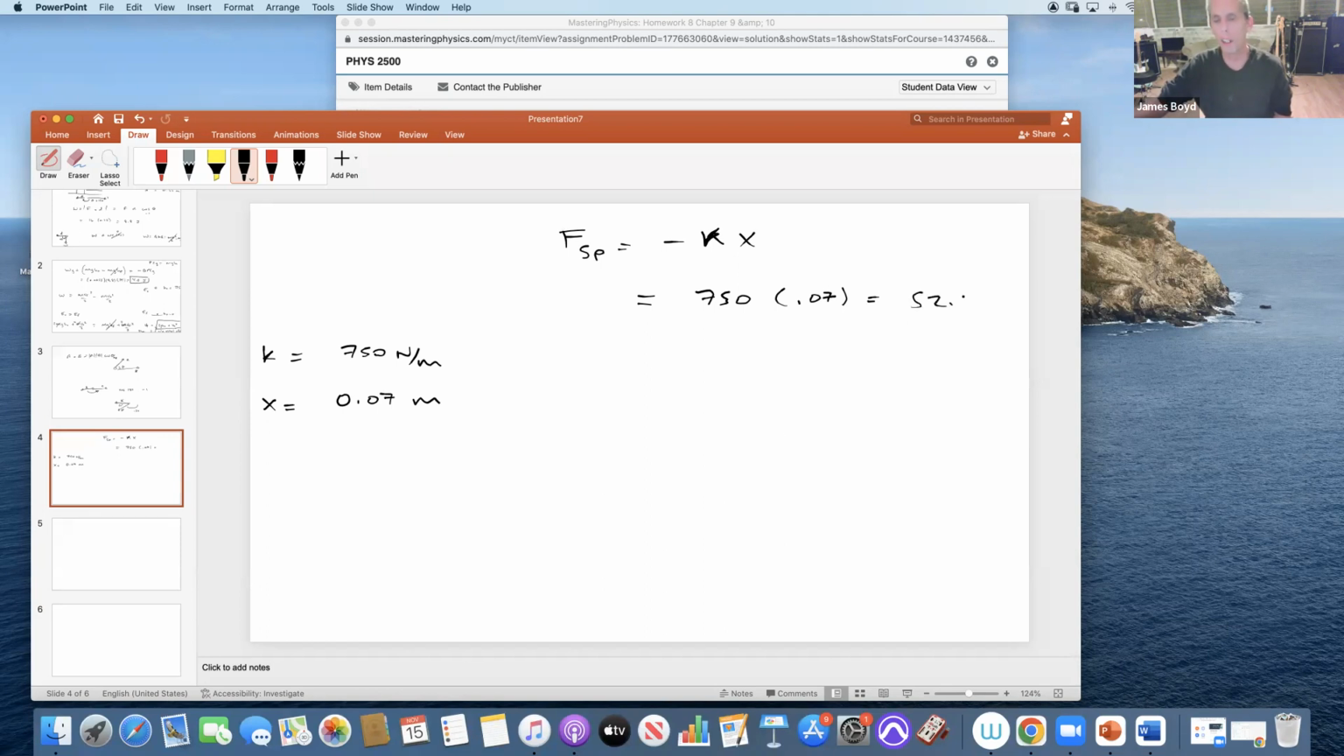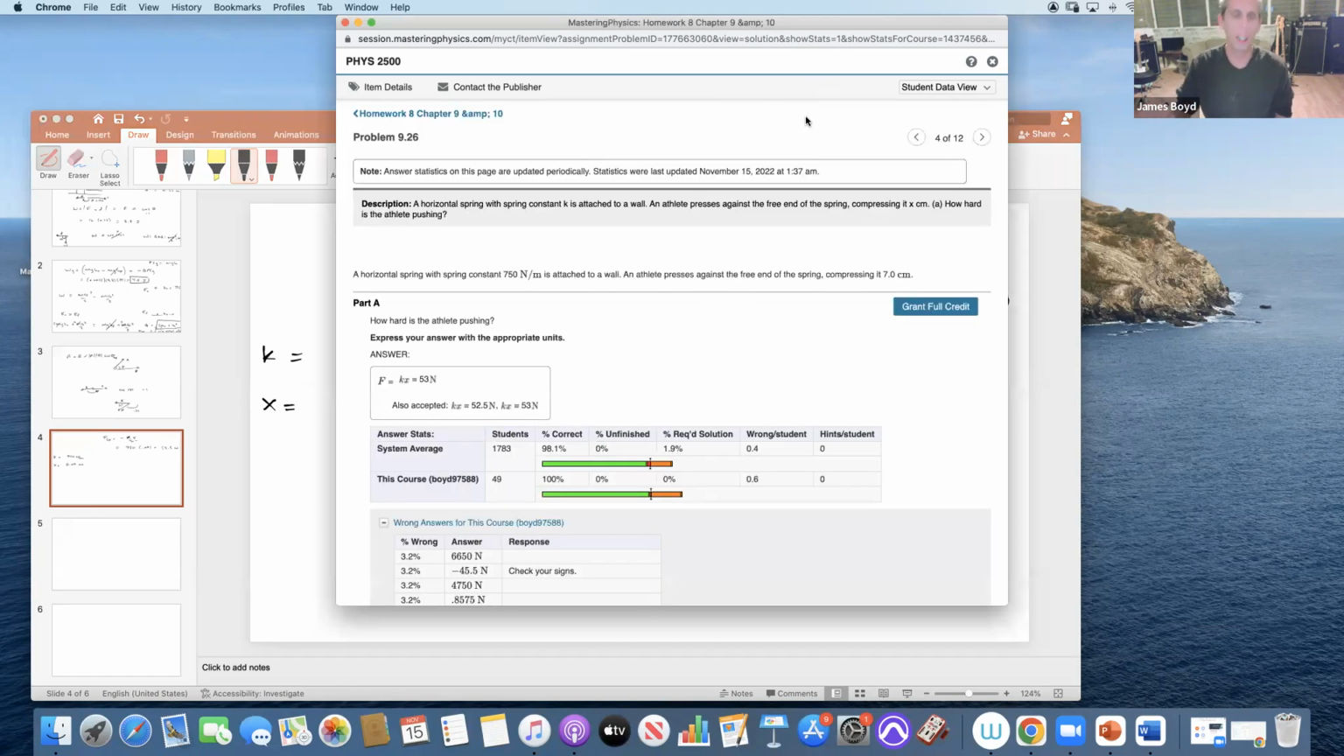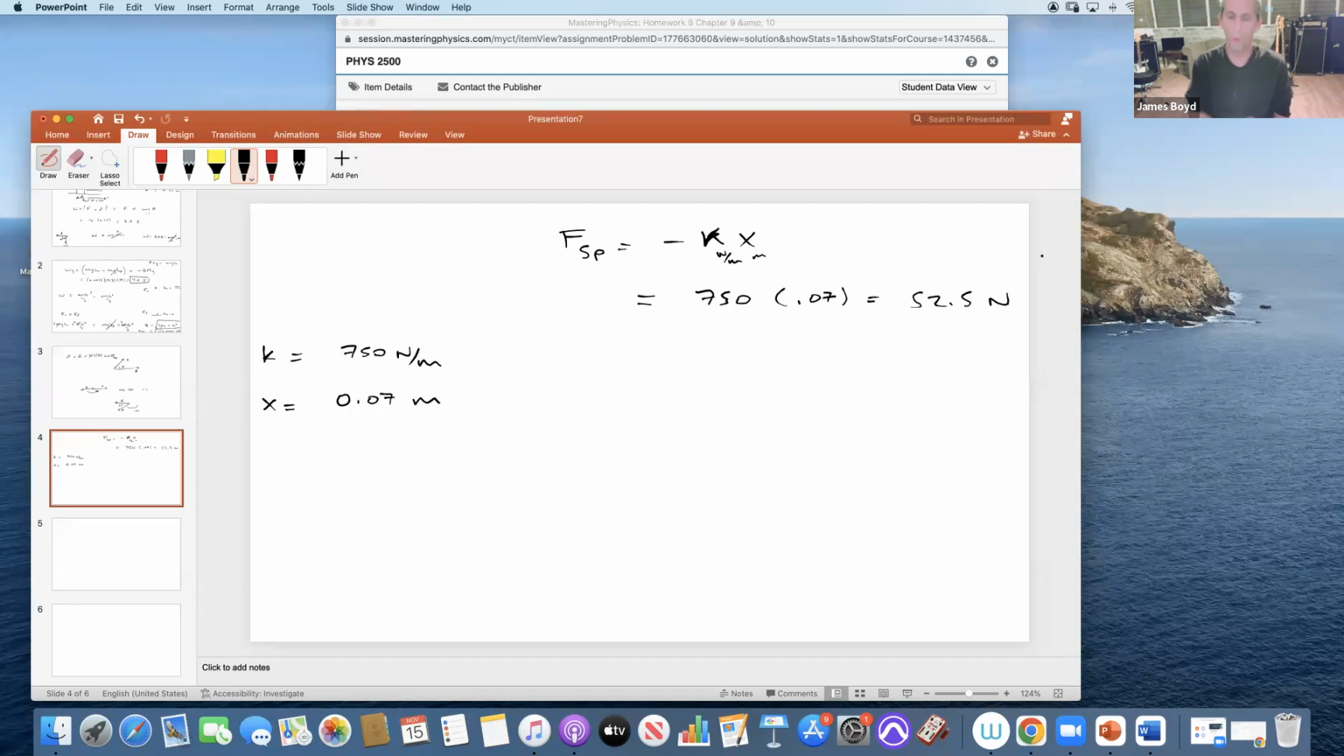52.5 newtons. The units here are Newton meters, units here are meters. We get newtons. So 53 newtons. I just want you to know that.